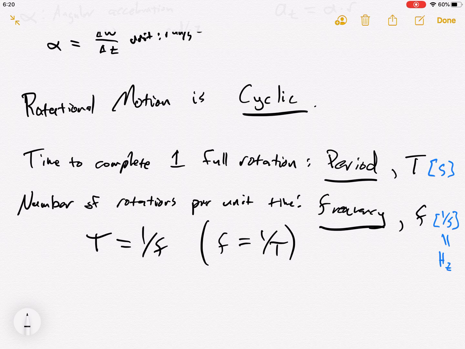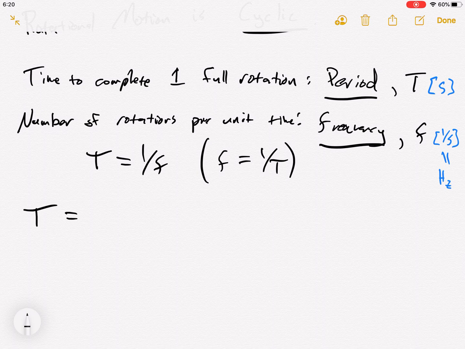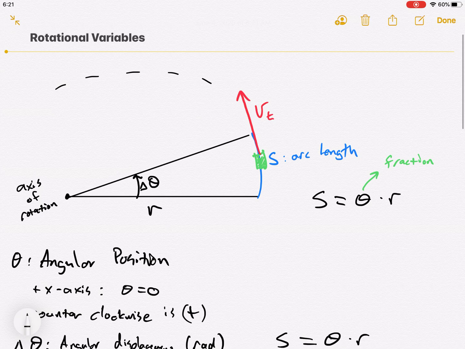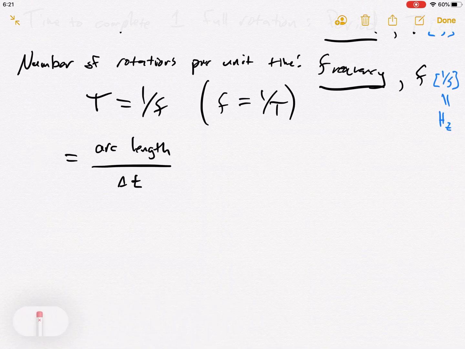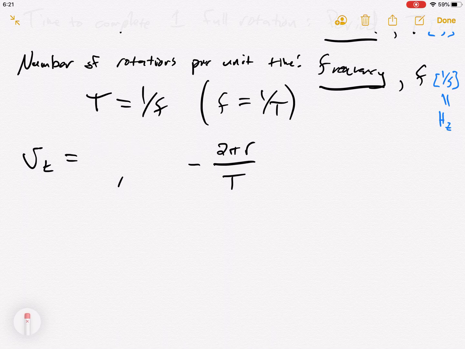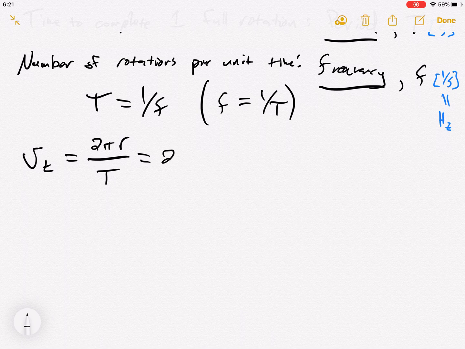Finally, I can calculate period for some motion if I knew the arc length and the amount of time it took to complete that arc length. Sorry, that's not what I want. What I want is tangential velocity. There. Tangential velocity I can calculate with arc length divided by the amount of time. And if I choose a specific arc length, meaning the circumference, that is a specific time, which is the period. So that's useful. So tangential velocity can be calculated with 2 pi r over T. And I can also write this as 2 pi r f.